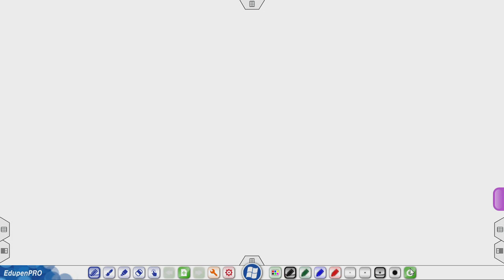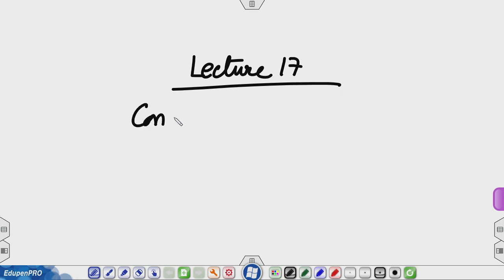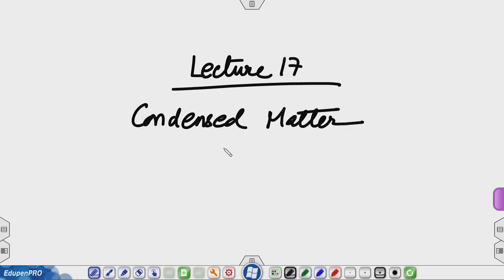This is lecture 17 of Condensed Matter Physics 1. And we now start our discussion on how crystal structure is determined using X-ray diffraction.